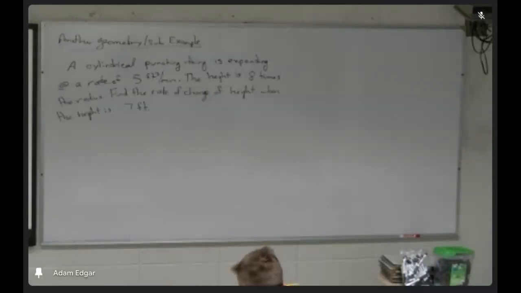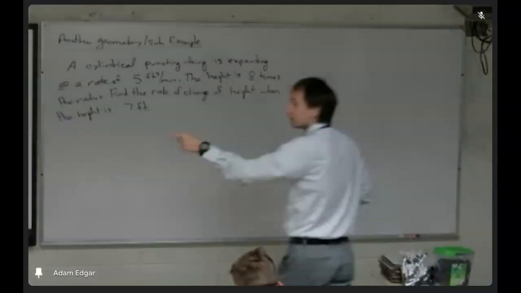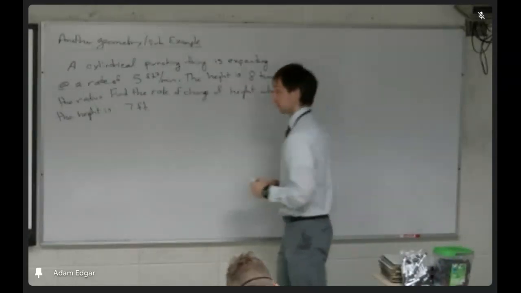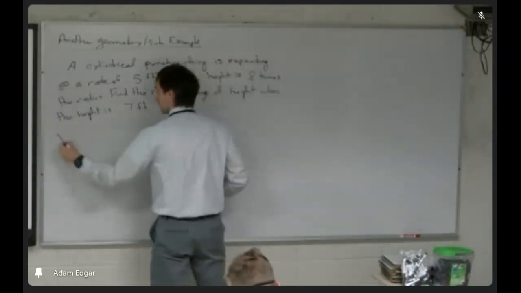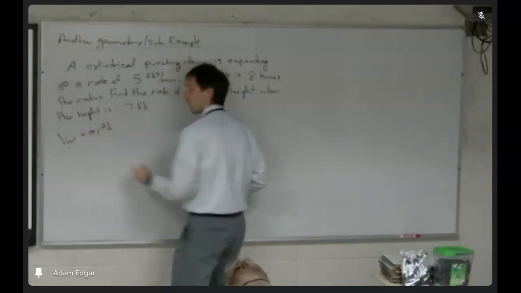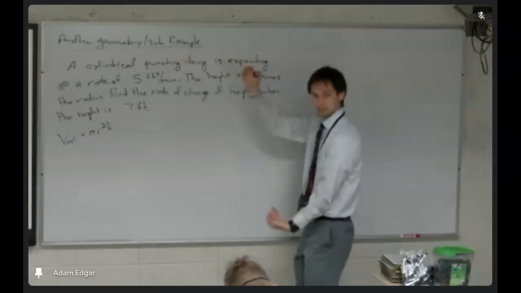Oh yeah, we should probably know the volume of the cylinder. Did I tell you that? You see the volume for a cone? A cylinder is the same thing, but without the 1/3. So volume for a cylinder is just pi r squared times the height. Circle base times the height. That's a cylinder.